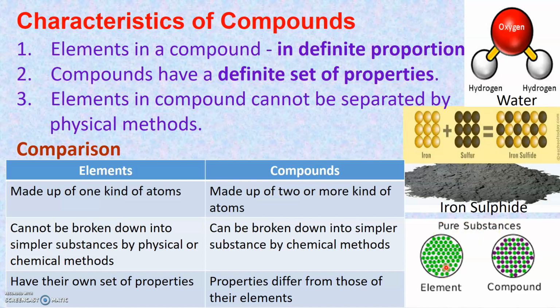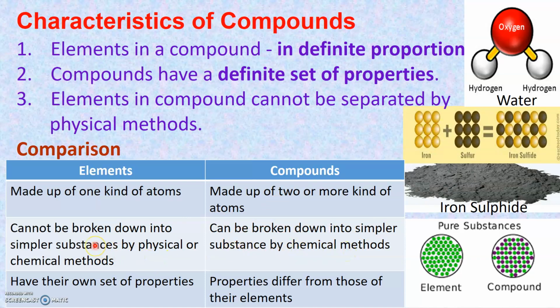In case of an element, it consists of all the same kind of atoms. But in the case of a compound, it consists of the same kind of molecules. Like in the case of the element sulfur, it consists of only sulfur atoms. But in case of the compound water, it consists of only the molecules of water. So we can say that they are pure substances. And elements cannot be broken down into simpler substances by physical or chemical methods. While in the case of compounds, they can be broken down into simpler substances by chemical methods.